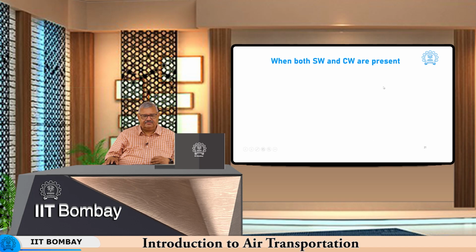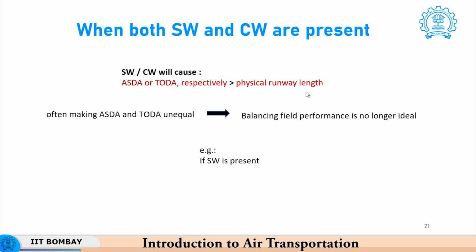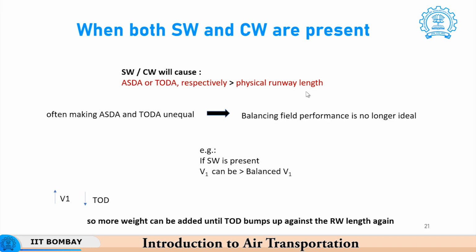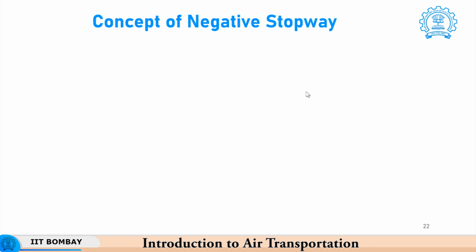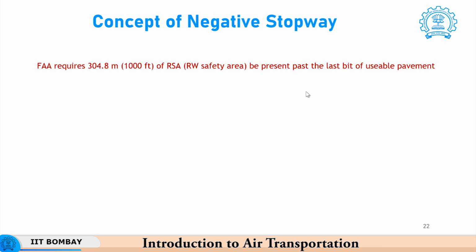When both the stopway and clearway are present, then ASDA or TODA will be more than the physical runway length, okay, because it is not ideal now, because both are available. So, therefore, you do not have to worry about finishing your takeoff within that. So, if stopway is present, V1 can be more than the balanced V1. Okay. So, there is also a concept of negative stopway.